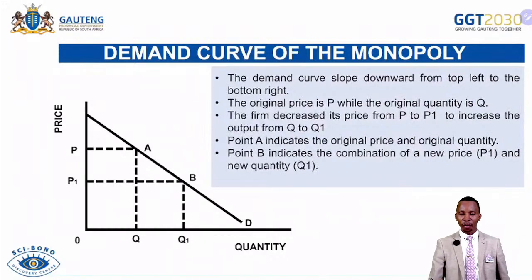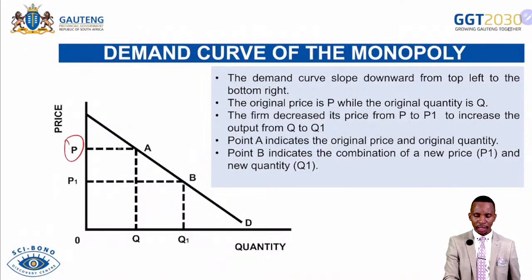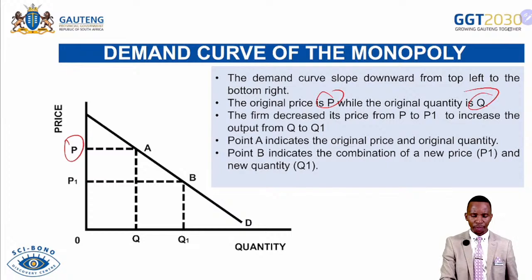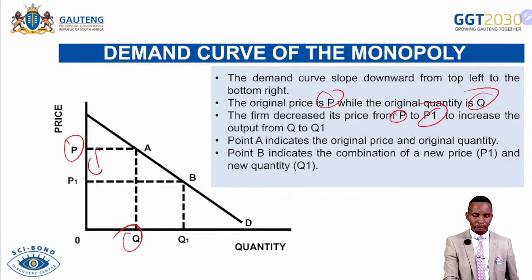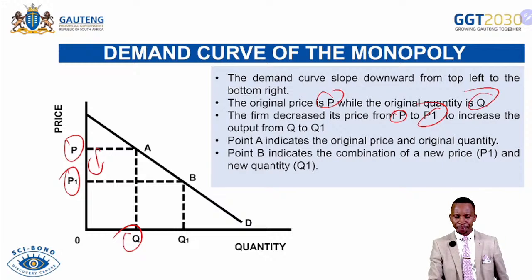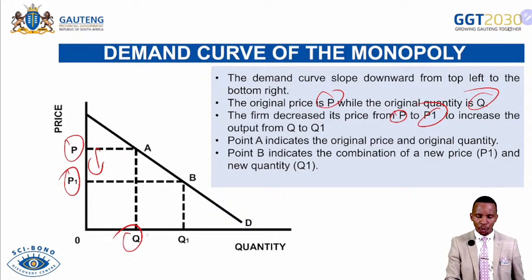The demand curve for a monopoly slopes downward from top to left. The original price is P and the quantity is Q. Then the firm decreases the price from P to P1, and the output increases from Q to Q1.